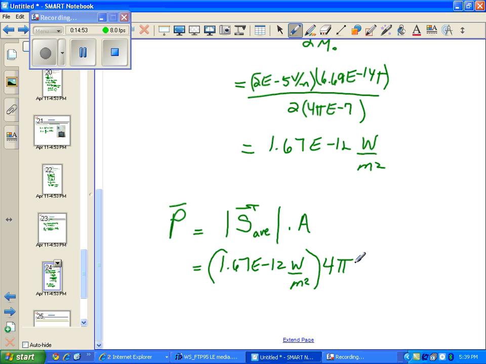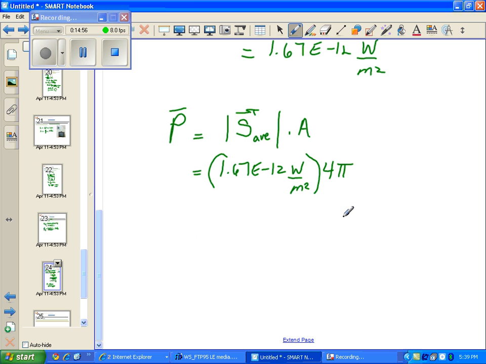Well, it's semi-spherical, and so the area of the hemisphere is going to be 4 pi, well actually it's going to be 2 pi r squared, right, because it's semispherical. So 2 pi r squared, r was 10 meters. We square that, and let's see, if I'm not mistaken, we get a value of 1.05 e to the minus 9 watts.